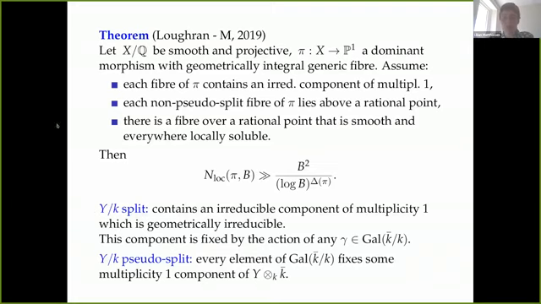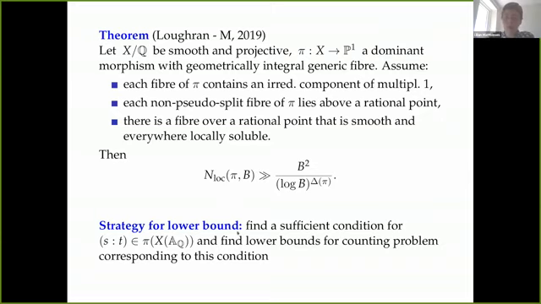This result here is proved using asymptotics for linear correlations of multiplicative functions. And I would like to explain roughly how we arrive at this lower bound. Our strategy is to find a sufficient condition for a point to lie below a fiber that is everywhere locally soluble, and then produce asymptotic lower bounds for the counting problem that is attached to this sufficient condition.